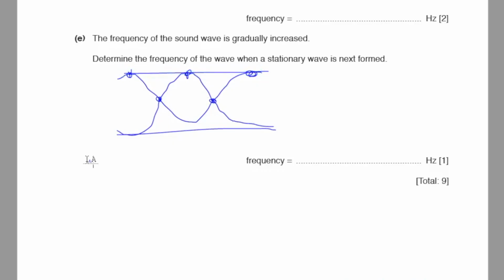This time our wavelength is going to be 0.6 meters itself, because the length of the tube is 0.6. This remains the same. The only thing which will be changing is the wavelength.